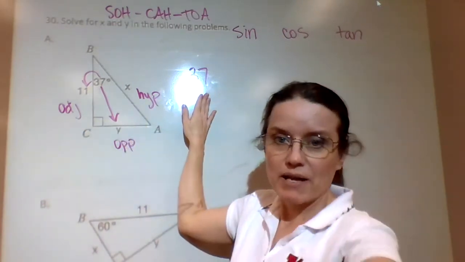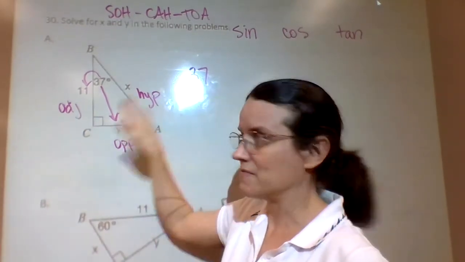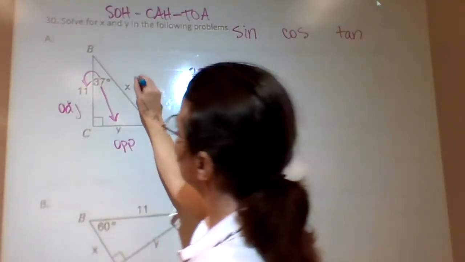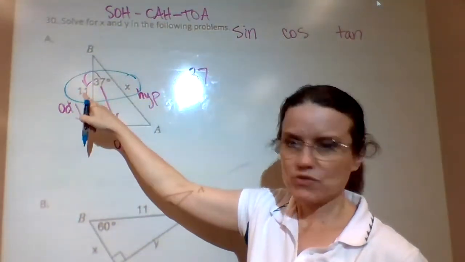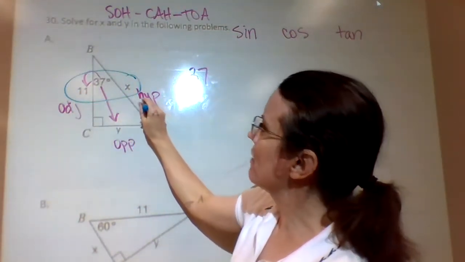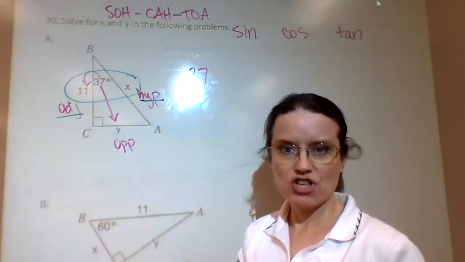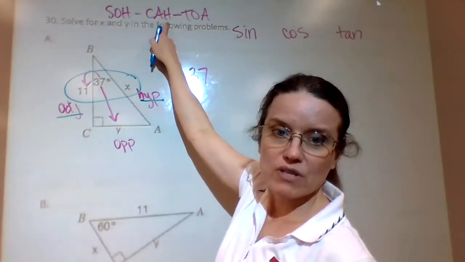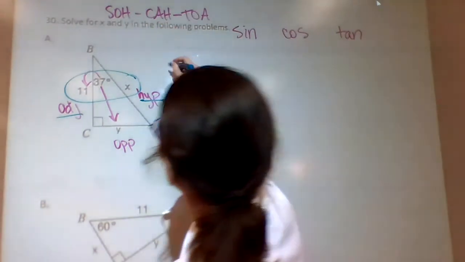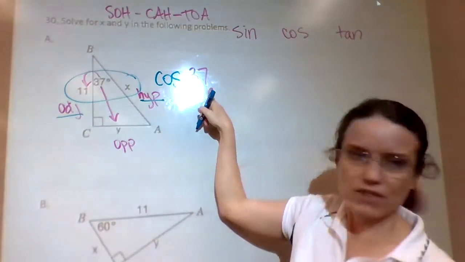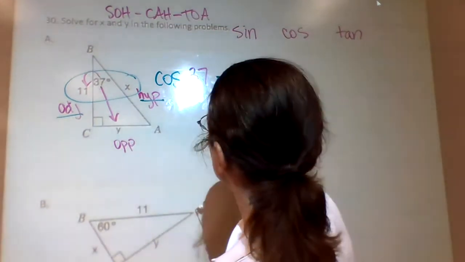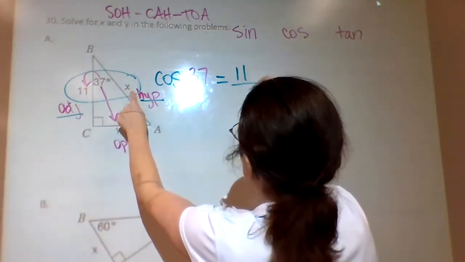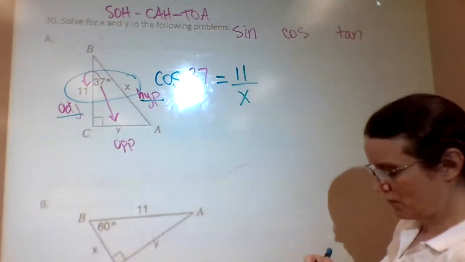So now to use my 37 degrees and find x and y, what I'm going to do is pair my x with the number I know. So I'm going to pair 11 and x. Well, that's pairing my hypotenuse with my adjacent. And when I pair my adjacent and my hypotenuse, I know to use cosine on my angle. So I'm going to use the cosine of 37. And the cosine of 37 is going to be my adjacent over my hypotenuse. So 11 over x.